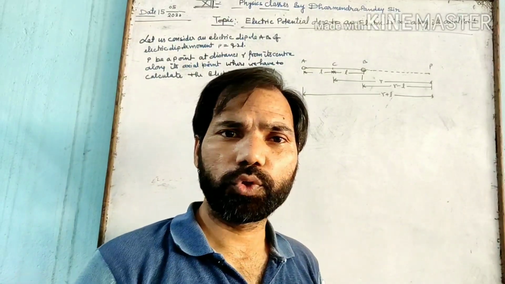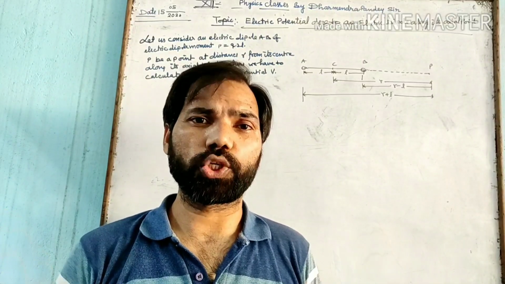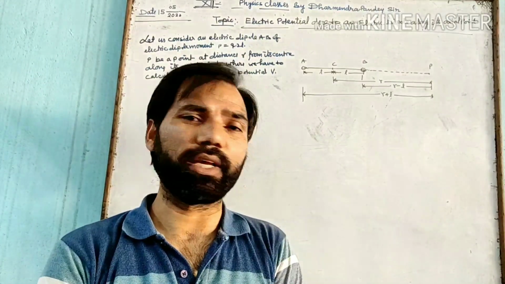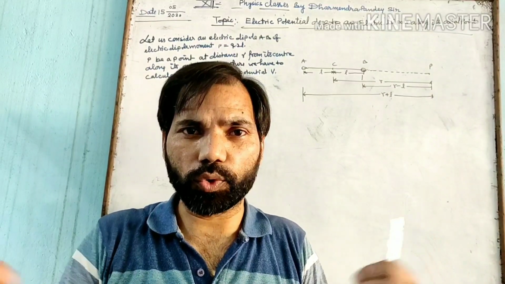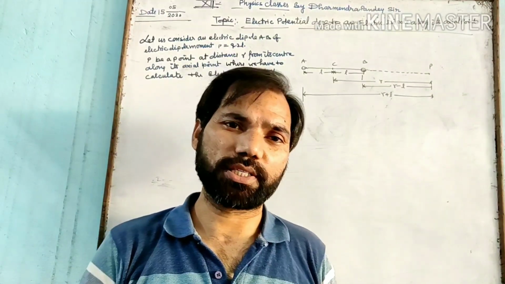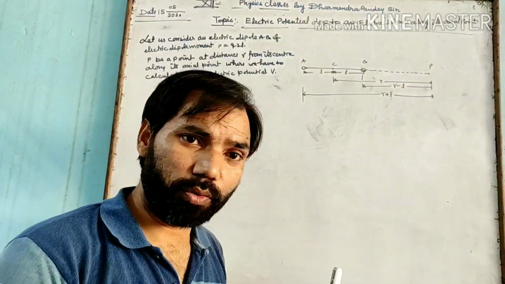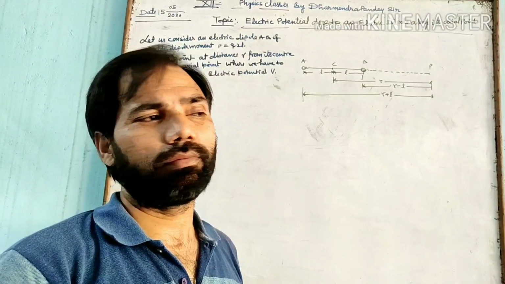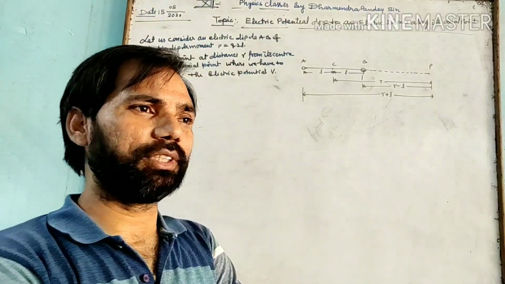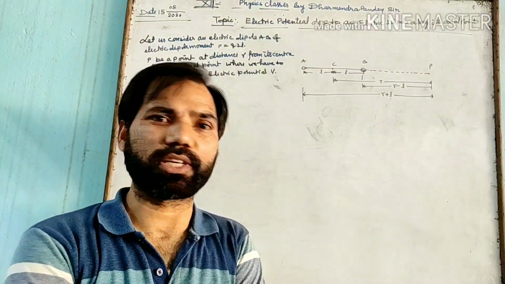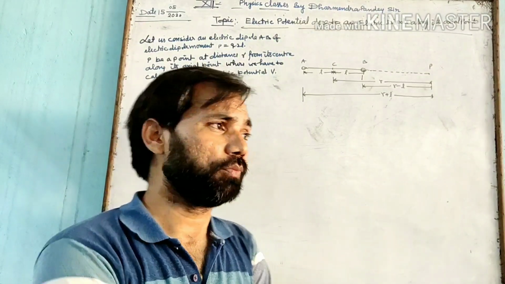system of two charges which are opposite in sign and equal in magnitude, which are very close to each other, and these two equal and opposite charges at a very close distance will form an electric dipole. So you can say that a dipole is a system of two point charges.